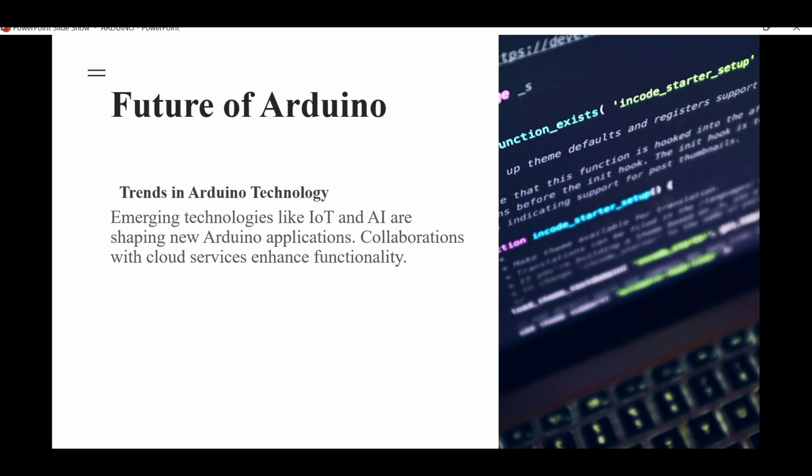And next, future of Arduino. Arduino will have a great future because it will collaborate with both IoT and AI. This collaboration will include cloud services also. This is the overall explanation of the Arduino.